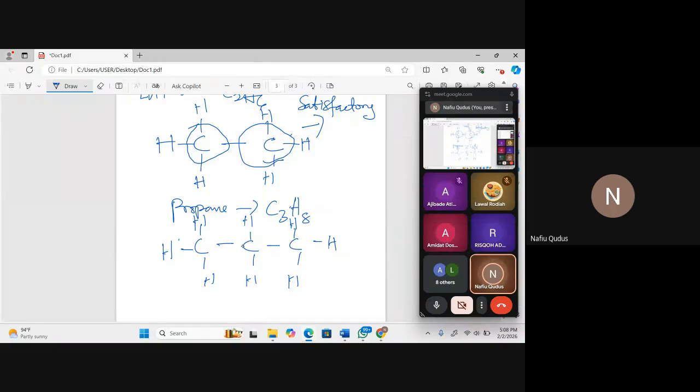Are we together? The one that surrounds these as well is 1, 2, 3, 4. 1, 2, 3, 4. So it is complete. So the bond that must surround the carbon must be what? Must be 4. Are we together?